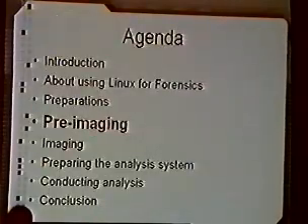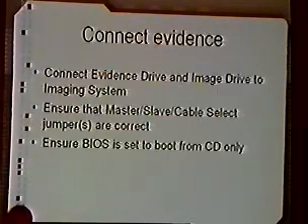Now we're at the point where we've done all the administrative stuff on the front end. We're ready to connect our evidence. So go ahead and connect your evidence drive and your image drive onto the system. Make sure you check the old master-slave cable select jumpers. There's various debate on what's the most high-performance way to do it. Do you put both the hard drives on the same chain as master and slave? Do you put them as separate, as both master? I think it really depends, because I've heard people that really advocate both ways.